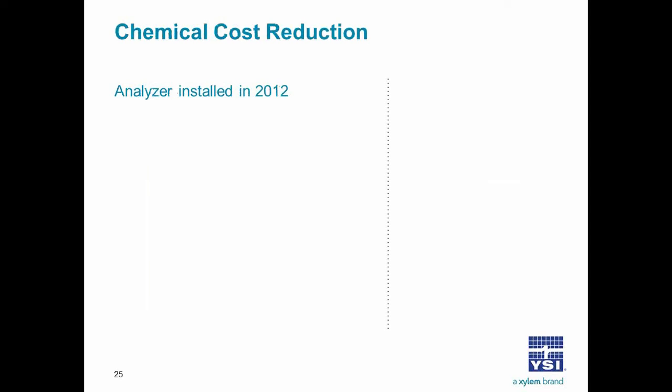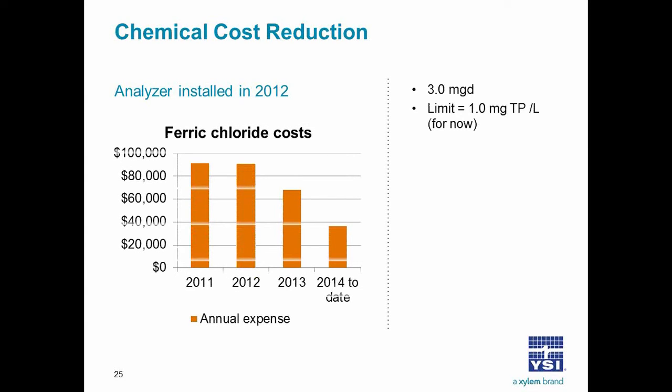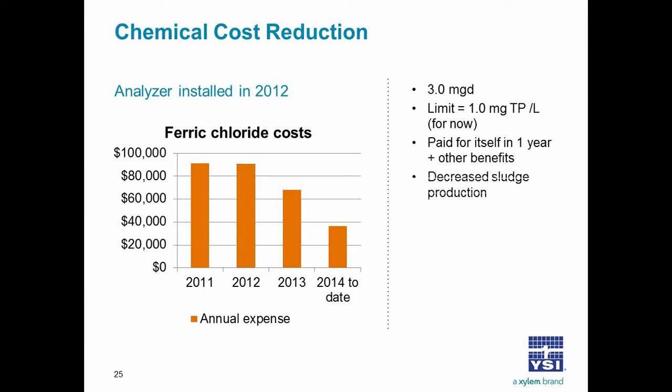And the chemical cost reduction is shown in this slide. The analyzer was installed in 2012. It is a 3 MGD facility. Their limit is 1 milligram TP per liter for now. Ferric chloride costs are shown here starting in 2011 and 2012, before full implementation of the analyzer, and they cost around $90,000 per year. In 2013, costs were reduced to just over $60,000, and in 2014 to date, costs have been less than $40,000. The analyzer paid for itself in 1 year and had other benefits, including decreased sludge production.